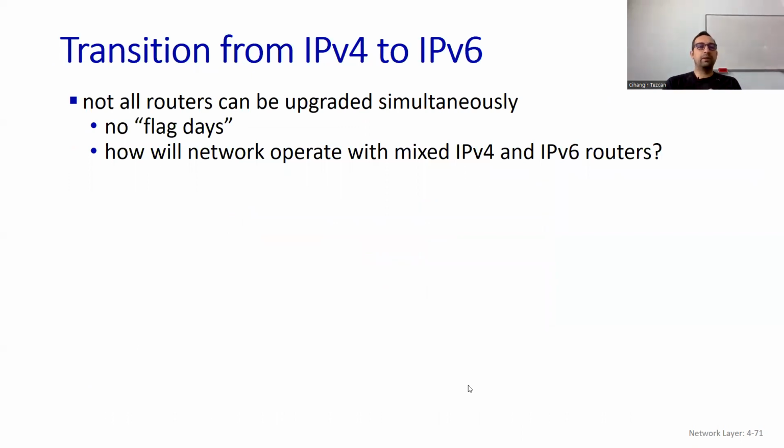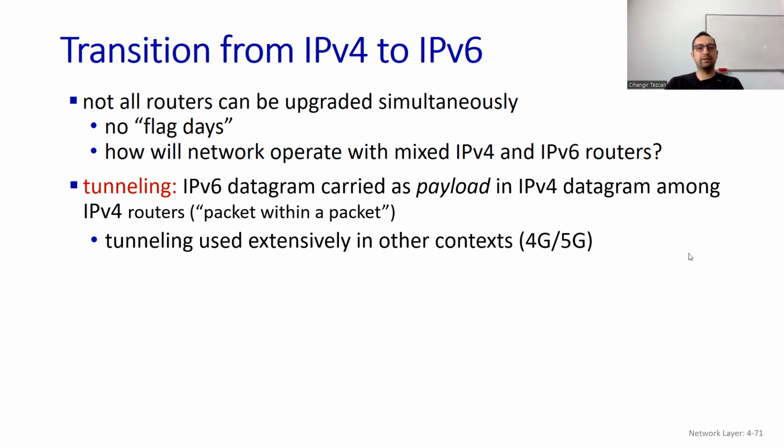So question, why haven't we transitioned from IP version 4 to IP version 6 since it's good and so on? So not all routers can be upgraded simultaneously. No flag day. So we cannot say that after this point on, we will not allow IP version 4. Everybody in the world should use IP version 6. We cannot determine such a date because this is a very huge network and there are old devices and so on. You cannot determine such a date. So how will the network operate with mixed IP version 4 and IP version 6 routers, right? The question is this. The answer is tunneling.